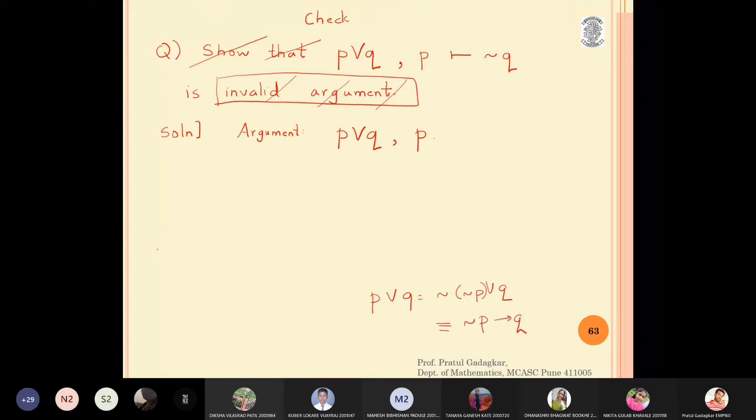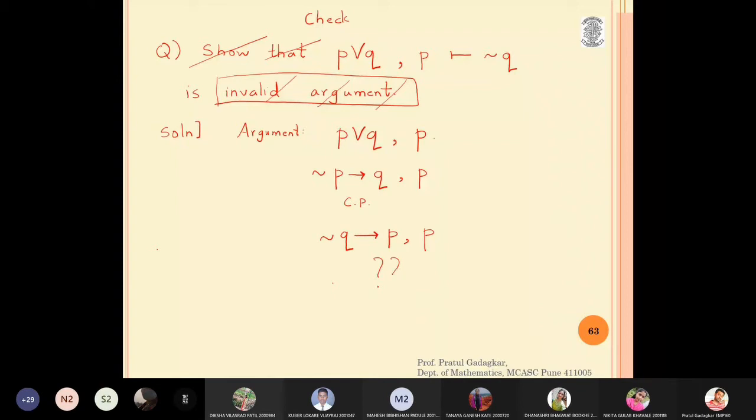This is equivalent to saying negation P implies Q, and if I use a contrapositive, I'm going to get negation Q implies negation of negation P, which is P, and P. Here I understand that this cannot be simplified by any rule, because this is not even modus ponens, and it is neither fitting into modus tollens. You will not be able to proceed after this step. So you come and stop here. You cannot proceed, right? So this is the first indication that this particular argument might be invalid.